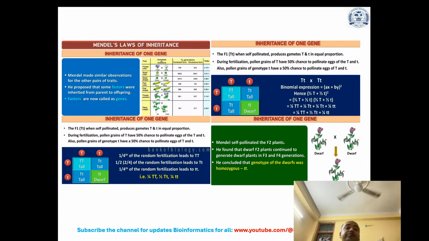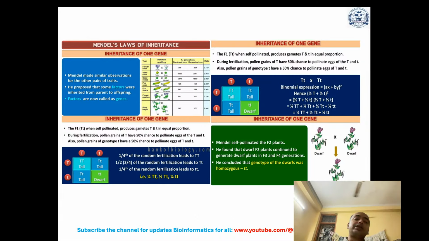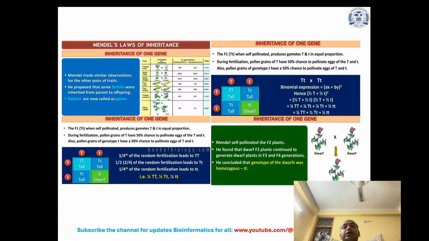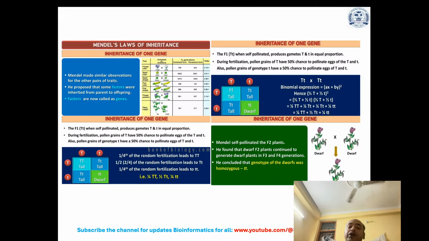Now, if you want to understand further the inheritance of one gene as Mendel mentioned in the laws of inheritance, Mendel made similar observations for other pairs of traits, where he proposed that some factors were inherited from parent to offspring. Factors are now called genes.